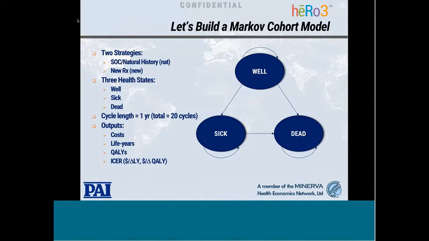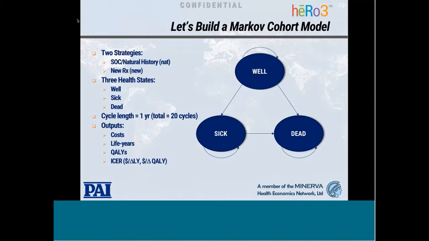So, for our first example, we're going to build a simple Markov cohort model. It's going to involve 2 strategies, a standard of care / natural history strategy, and a new drug. We're going to have 3 health states, just to keep it simple for this first example. We're going to have well, sick, and dead. Patients can go from well to sick, well to dead. They can go from sick to dead. And, of course, they can stay in their current states.